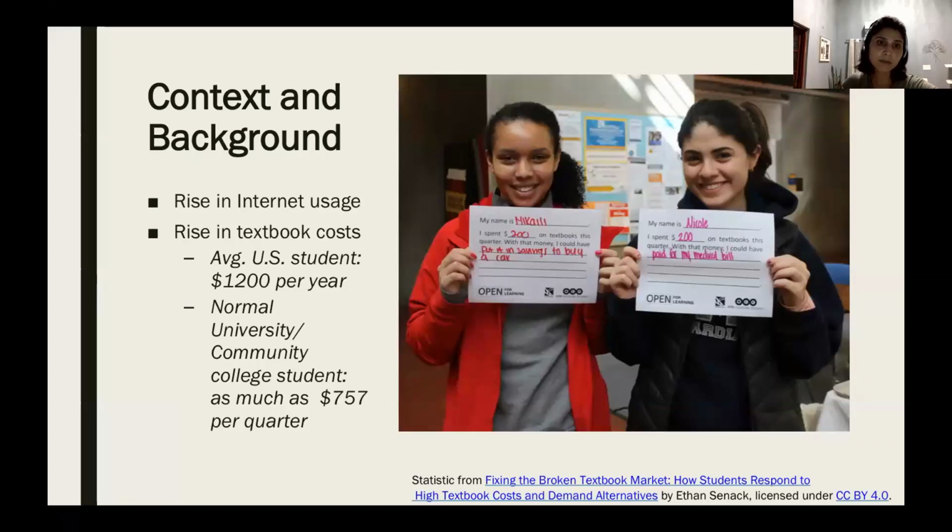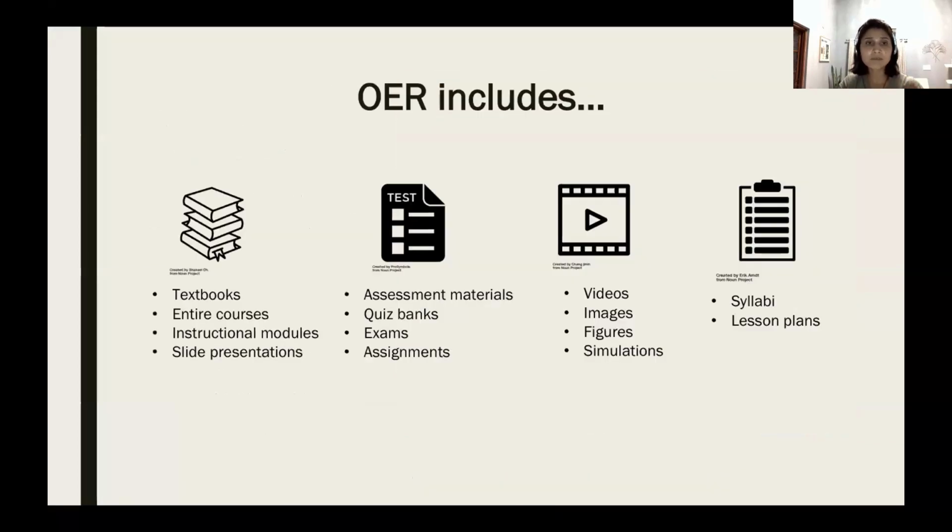They really face a problem in investing this much money in the textbook. So keeping this in mind, the idea of OER popped up: why not have something which could be available for everybody, whether or not they can financially afford it? Just to maintain equity and balance in the education system, this idea of OER popped up to help students from different backgrounds.